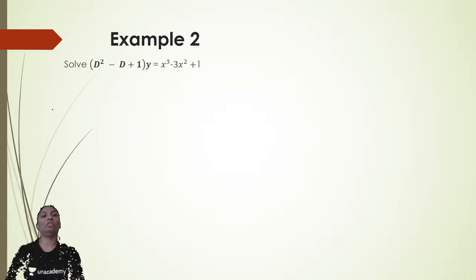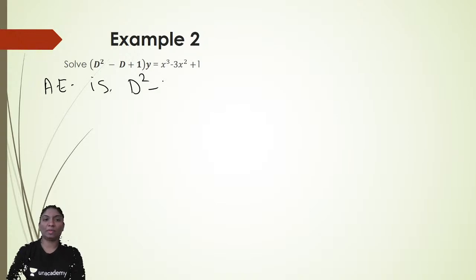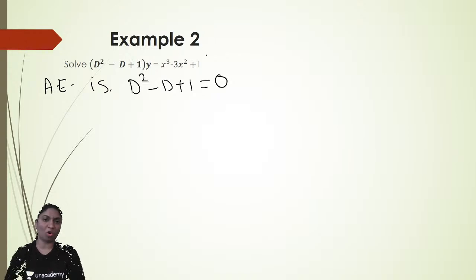Example: solve d square minus d plus 1 of y is equal to x cube minus 3x square plus 1. Okay. Now, first of all, find out yc. So, auxiliary equation is d square minus d plus 1 is equal to 0. Now, we see it is in the power of x raised to m. So, use rule 4.